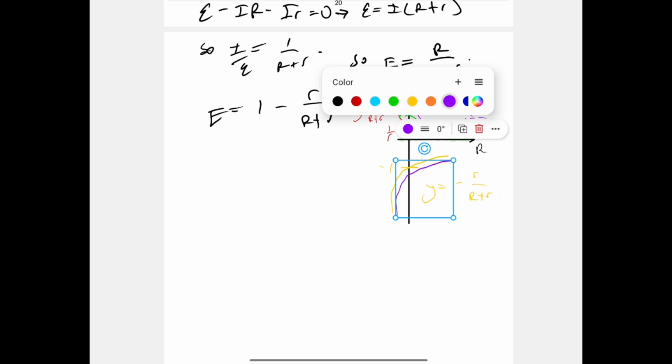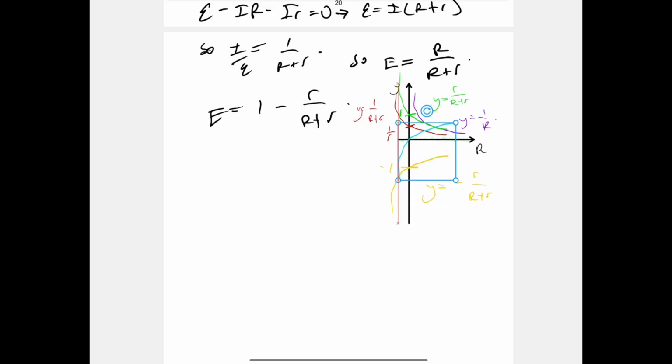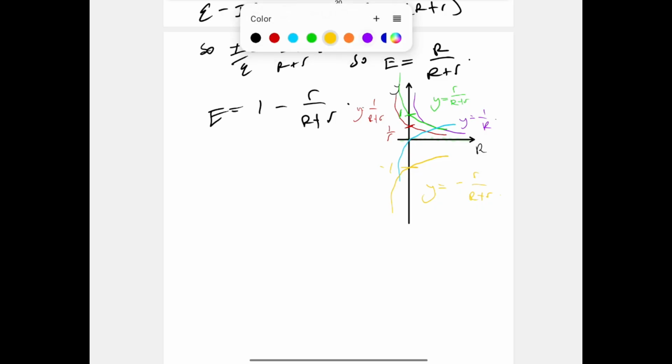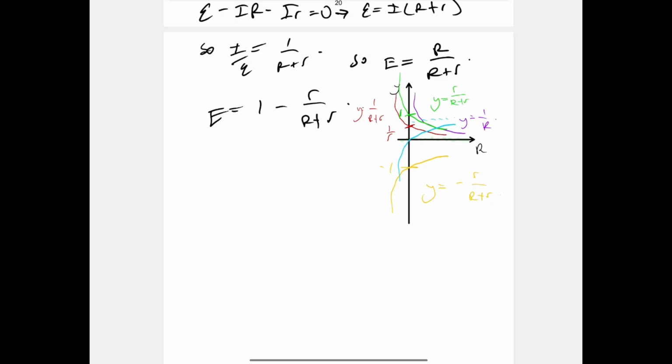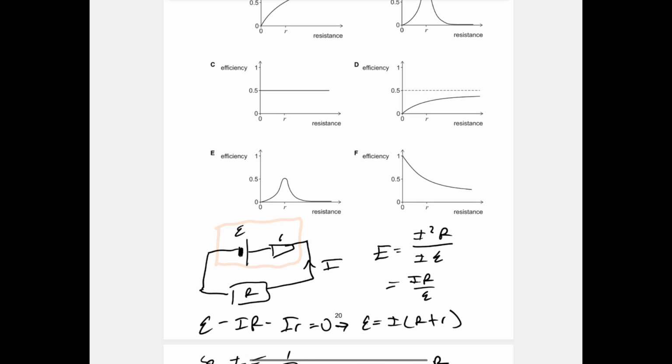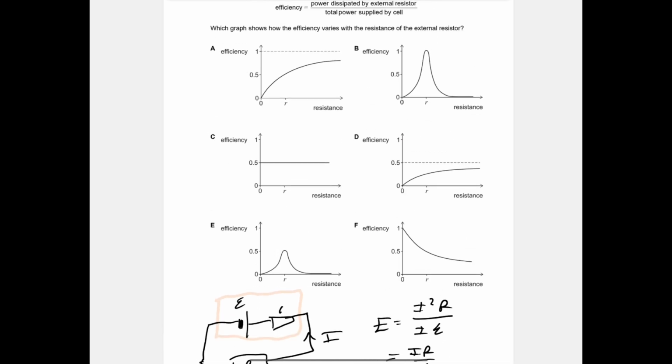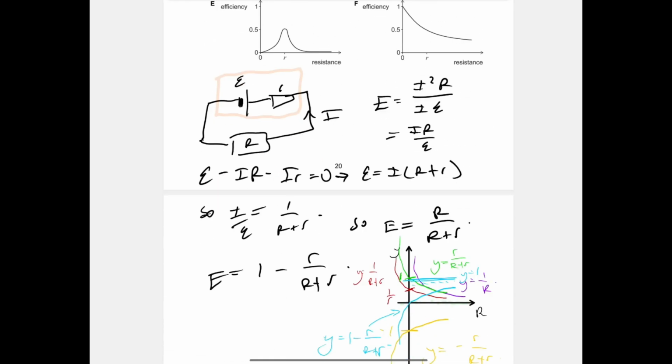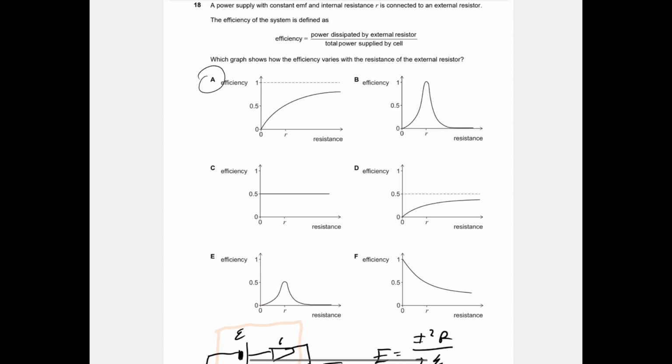Let's make it blue. This is what we get. So the asymptote over here is still y equals 0. So if we add 1, the asymptote is now going to be y equals 1. Then this is going to be y equals 1 minus r over r plus r. And then that is just this graph. And you can check, because when you plug in r, you get 0.5 of the efficiency.